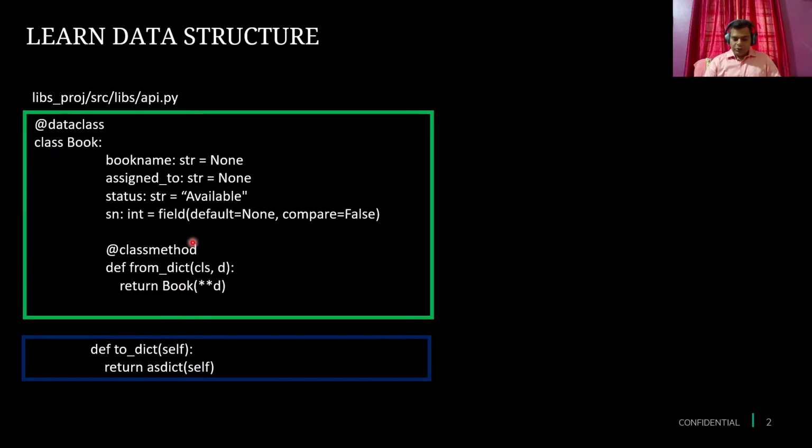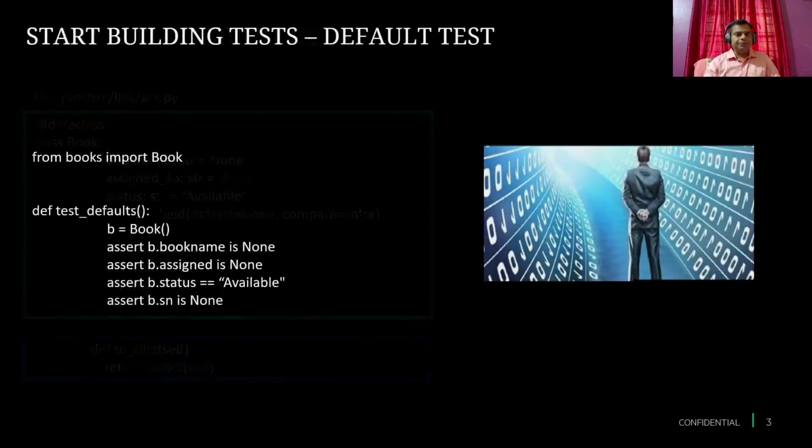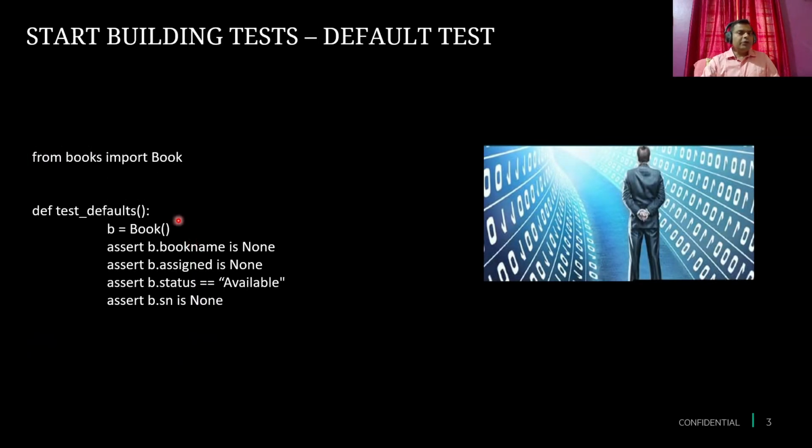So we will be adding test cases to test this data. We'll be starting with the default test. For any test, we need to import the Book. As we have got the Book, we are defining a new function, def test_default. So this particular test case is going to test the default data.